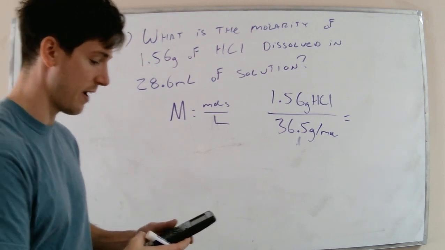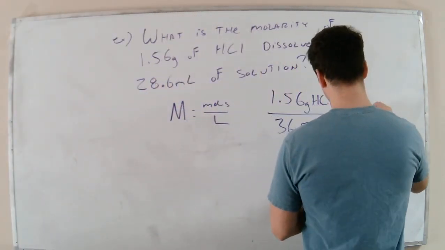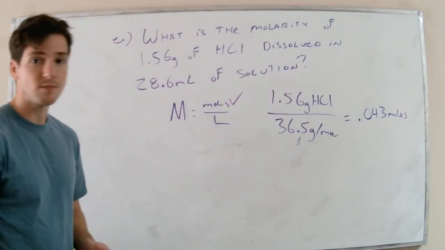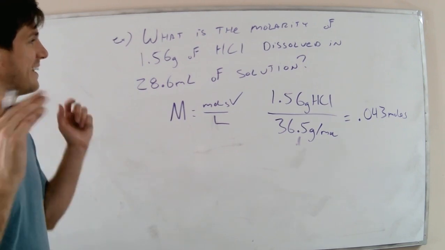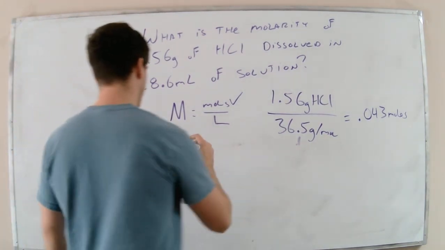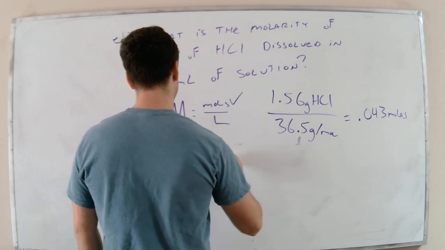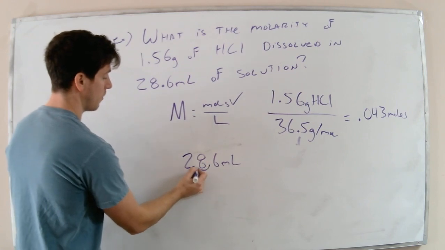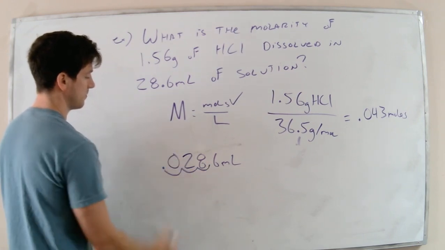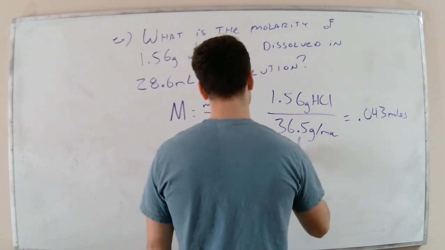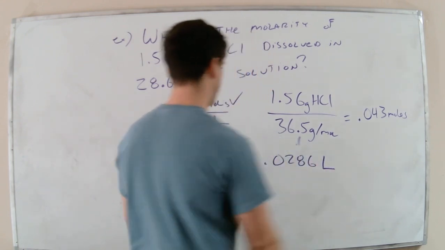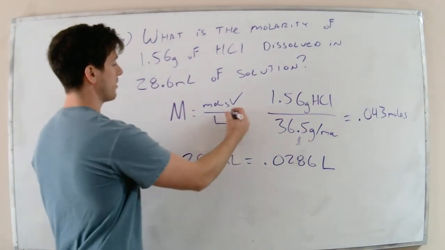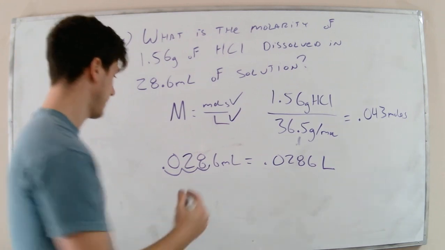Okay, so that would give us moles. 1.56 divided by 36.5, we'll say about 0.043 moles. So there's our moles. And now we've got to find liters. Well, 28.6 milliliters, we could easily convert that to liters. We could just move the decimal 1, 2, 3 places to the left. So that'll equal 0.0286 liters. Or you could divide it by 1,000, whichever works for you. And then it's just plug and chug time.